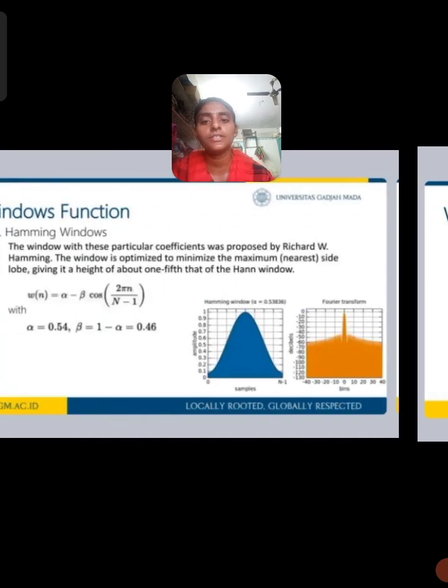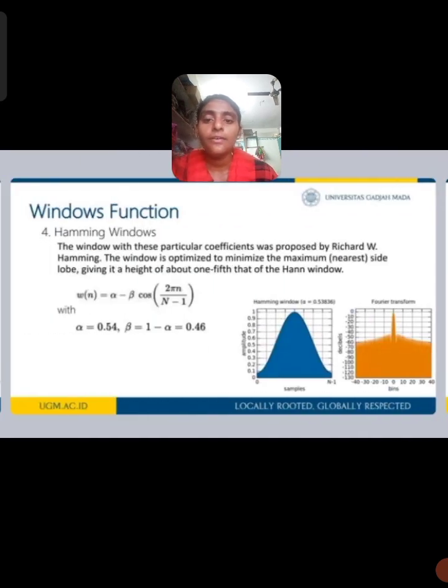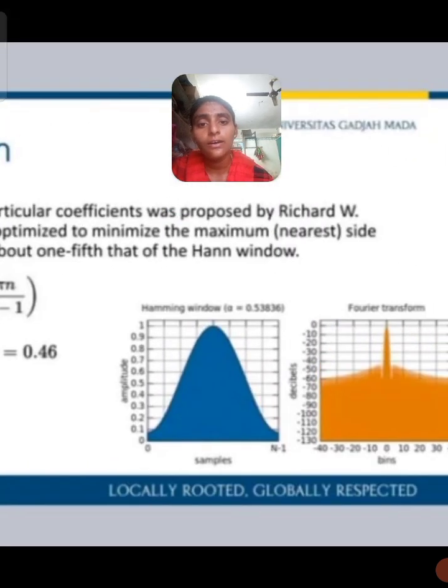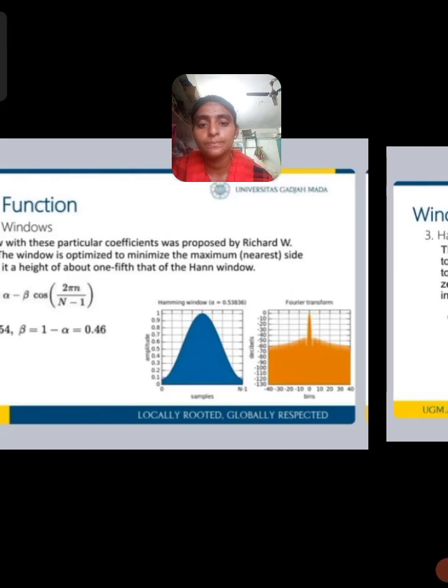The next function is Hamming. The window with this particular coefficient was proposed by Richard Hamming. The window is optimized to minimize the maximum nearest side lobe, giving height about one fifth of that of the Hanning window. It is w(n) equal to alpha minus beta cos(2 pi n by N minus 1). These are the waveforms of the Hamming window.